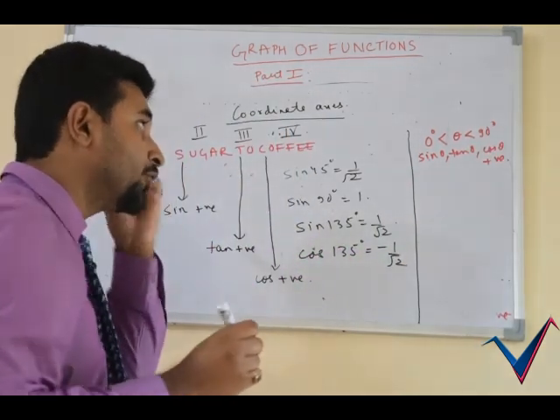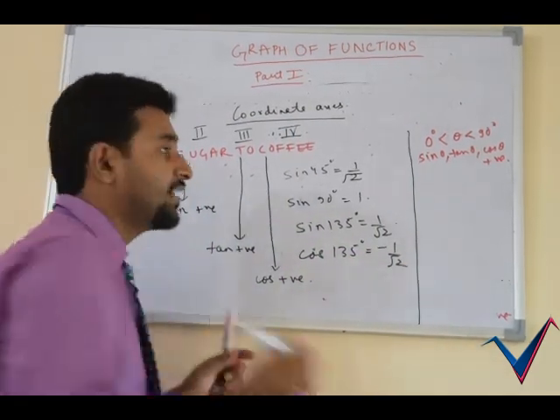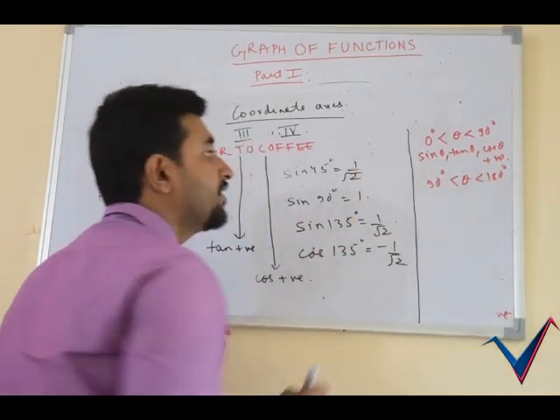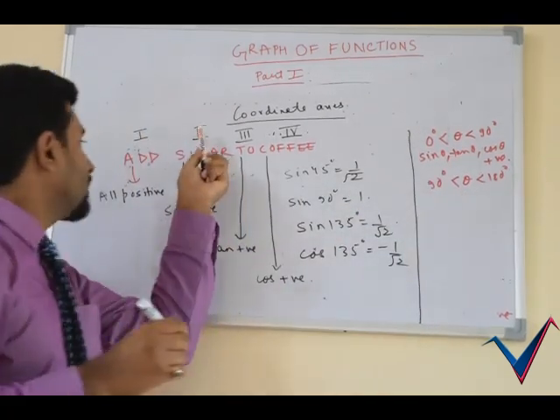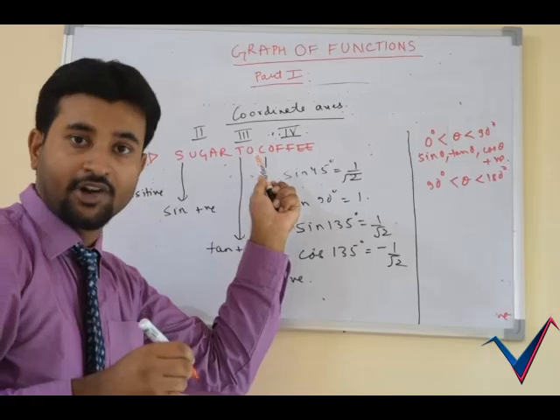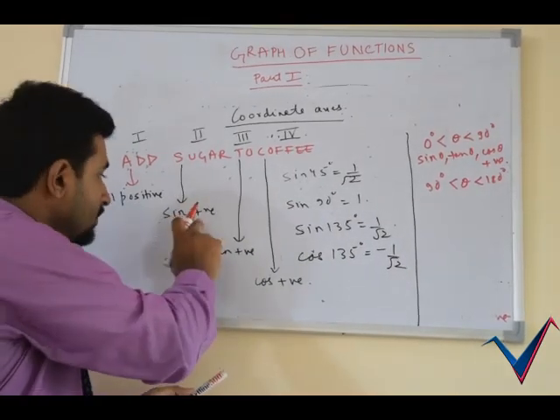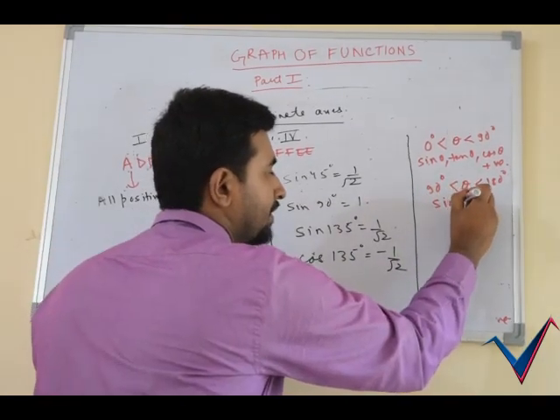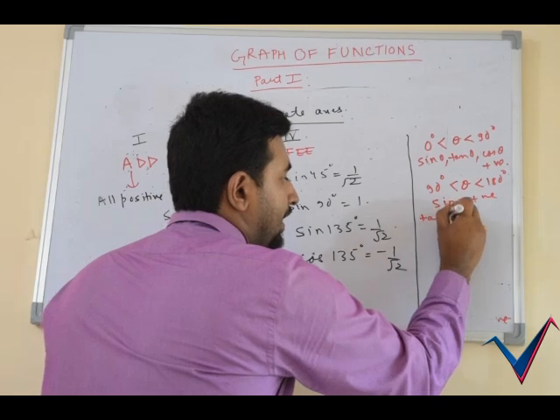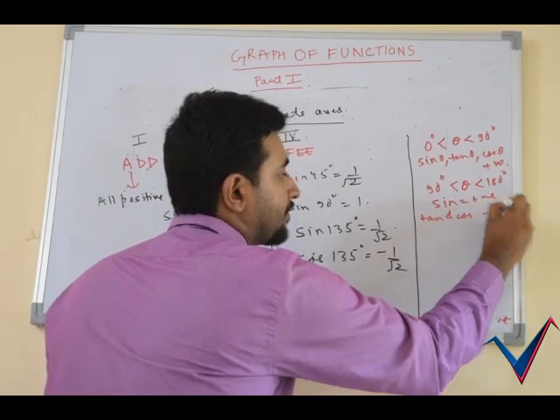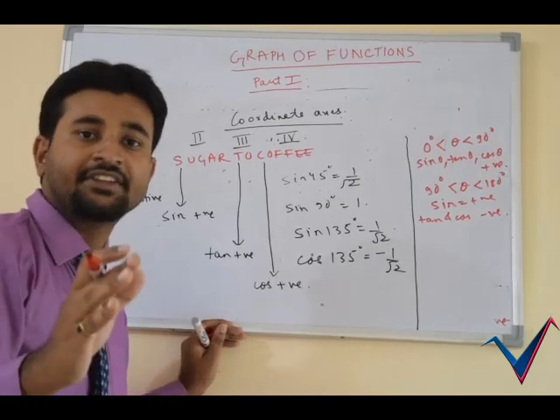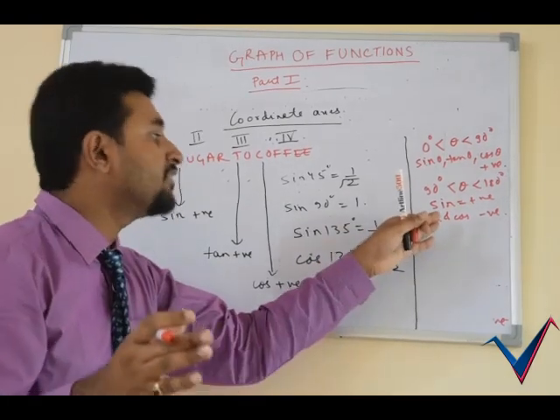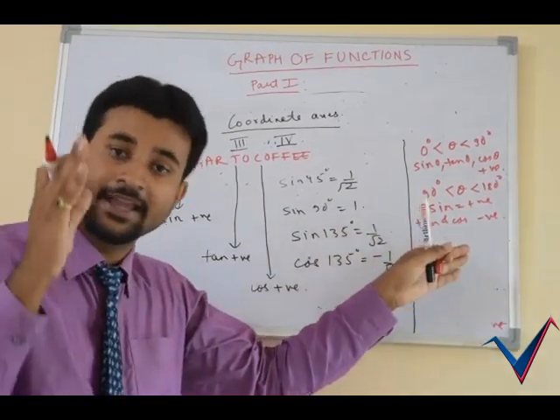Okay? Next we move on to the range of 90 to 180 degree. 90 to 180 degree is the range of the second quadrant, and in the second quadrant sin theta is positive. So sin theta will be positive, tan and cos will be negative. That simply means if you take sin 135 degree, it will be positive, and cos 135 degree and tan 135 degree will be negative.